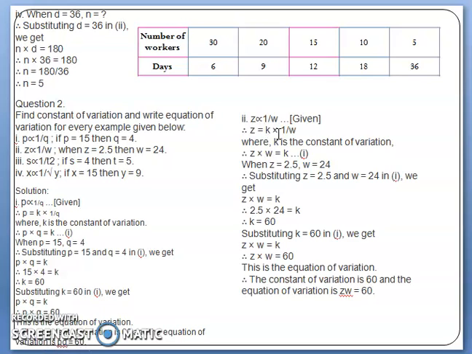In a similar way for the second one also we can go, that is z varies as 1 upon w, it is given. So z is equal to k multiply 1 upon w, where k is the constant of variation. That means z multiply w equals k, where the z and w values are given; substitute them and find the value of k. So here k is also 60. This is the equation of variation. The constant of variation is 60 and the equation of variation is zw equals 60.